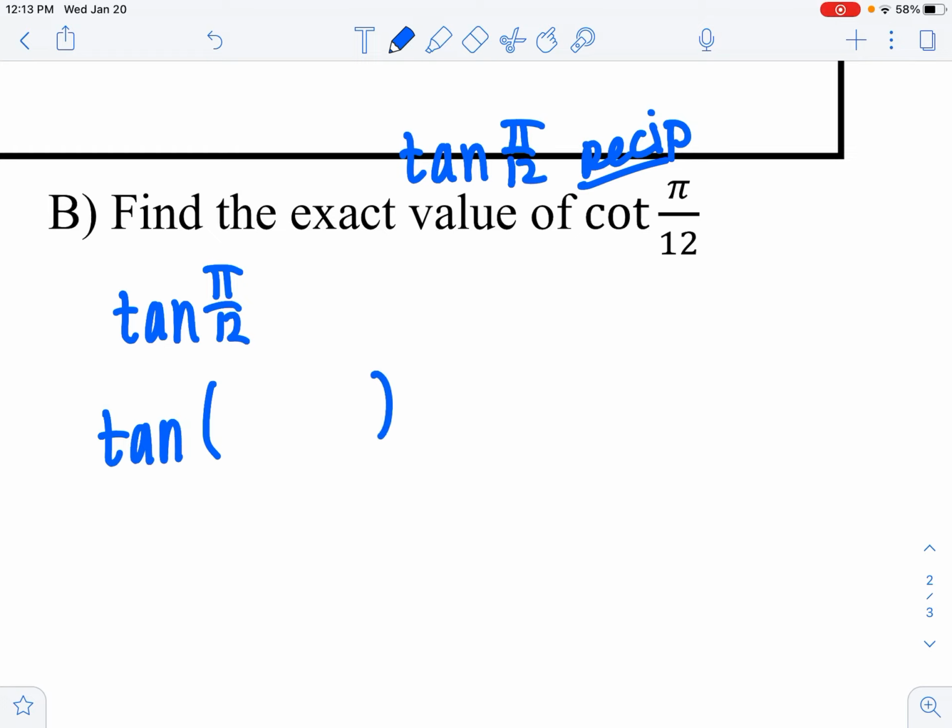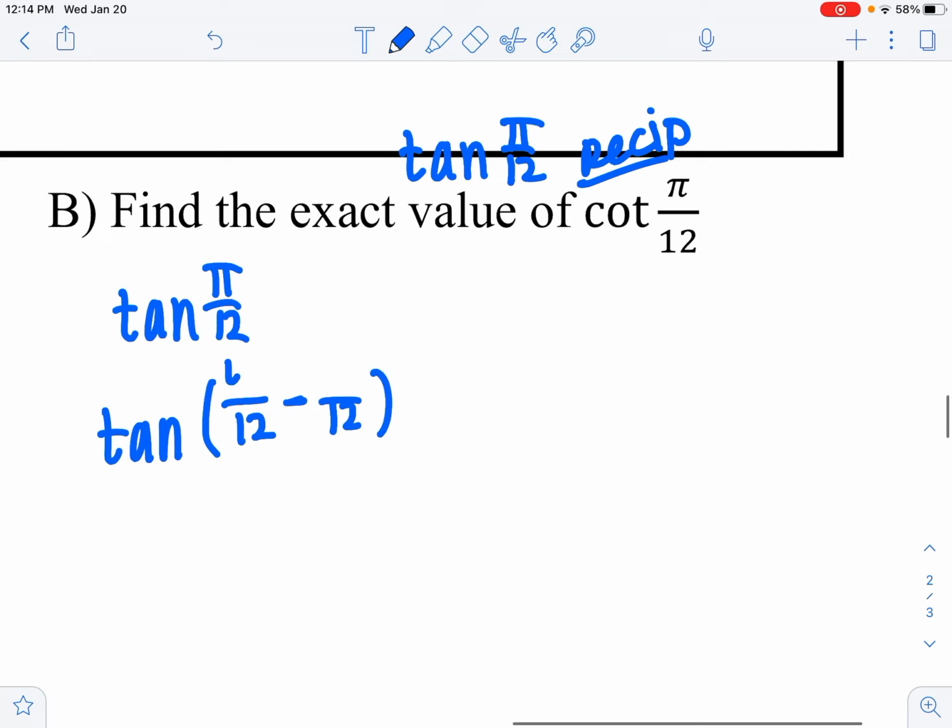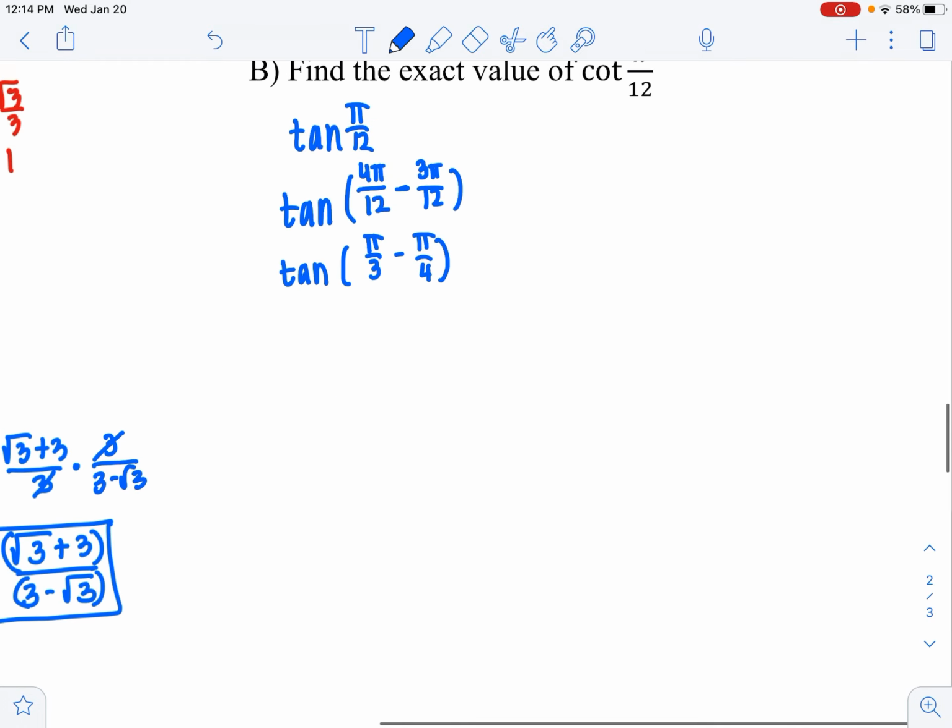Tangent. So I need two numbers that add or subtract to give me pi over 12. Pi over 12 is really small, so I'm going to use subtraction because I can't think of two numbers that add to give me 1, right? Okay, so subtraction. So I can start by saying like 3 pi over 12, 2 pi over 12. That works. 4 pi over 12, 3 pi over 12. That works. I can do a bunch of different things. So I'm going to stick with that 4 pi over 12 and 3 pi over 12. So I have tangent of pi over 3 minus pi over 4.